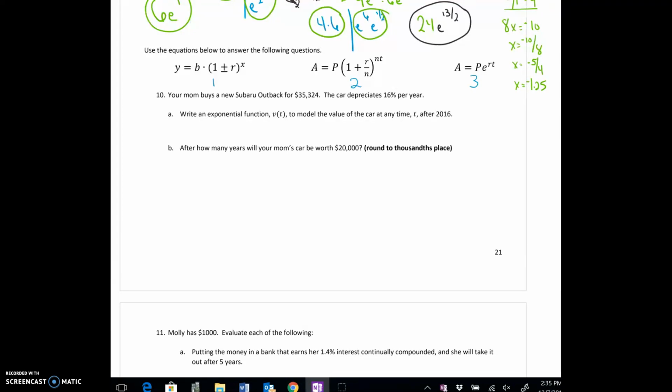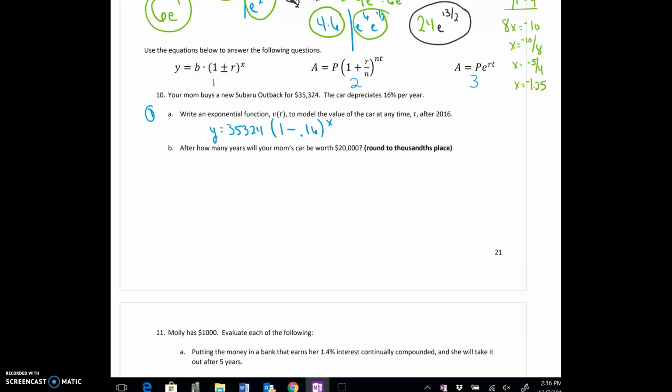So number 10, your mom buys a new Subaru Outback for $35,324. The car depreciates at 16% per year. So the first thing we're going to do is we're going to write a model. So since I do not see the word compound, I will be using the first formula, and the model is going to be y equals the original amount, and then since it's depreciating, I'll do 1 minus 16% as a decimal to the x power. So that's the model.